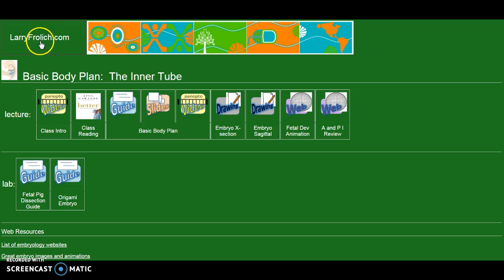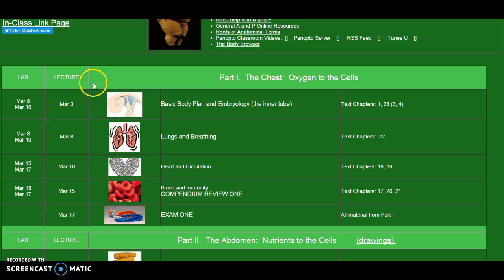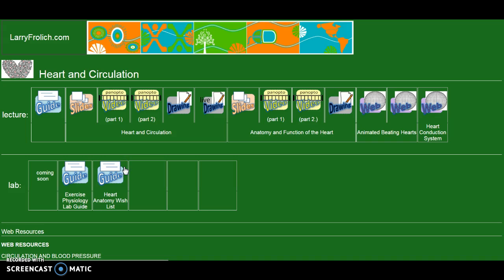So those are the things that you should study for the lab practical. The basic body plan, the lungs and breathing, and you should also have your data and your graphs. That's all the 15 points on the lab practical. The prep, the additional 5 points, will come from the heart and circulation lab.